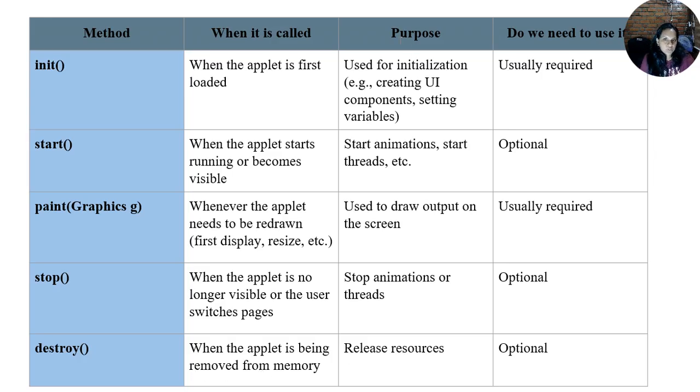So here the purpose is also listed. Init, used for initialization. Start, to start animation and start threads. And paint, used to draw output on the screen. Stop, stops animation or threads. Destroy, releases the resources. And we know some are required and some are optional here. So init and paint are required and the other three are optional.